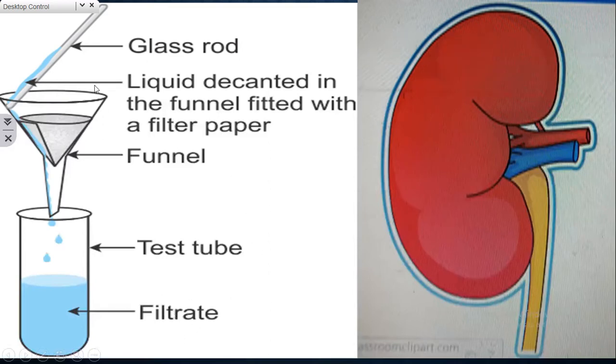The same filtration process is happening in our body with the help of kidneys. These kidneys eliminate or remove the unwanted substances present in the blood and send them to the urinary bladder for excretion, whereas they send the useful components back to the blood for circulation purposes.